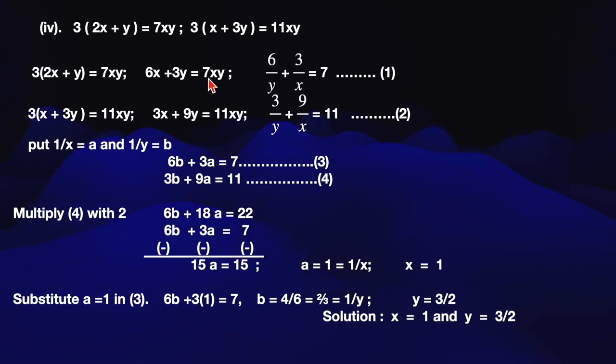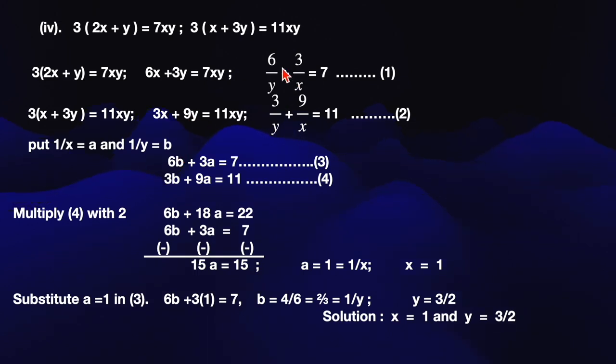Divide the whole equation by xy. So you get 6x upon xy is, xx will cancel, you'll get 6 upon y, plus 3y upon xy is, y will cancel, 3 upon x is equal to 7xy upon xy, xy will cancel, you will get 7. So this is how the equation becomes. Similarly, open this bracket for the second equation and divide by xy, you will get like this.